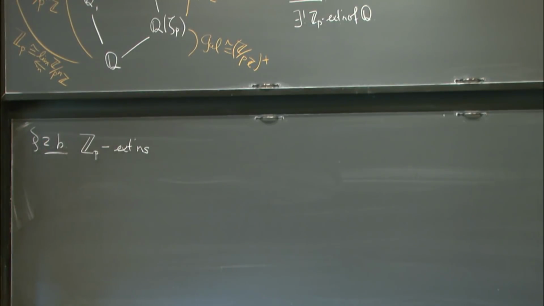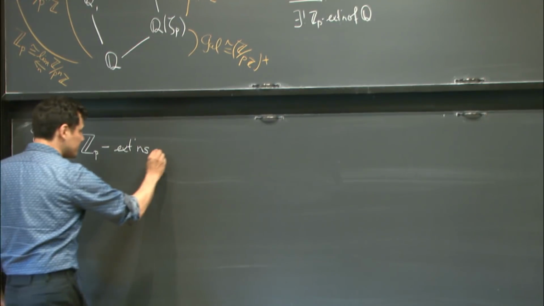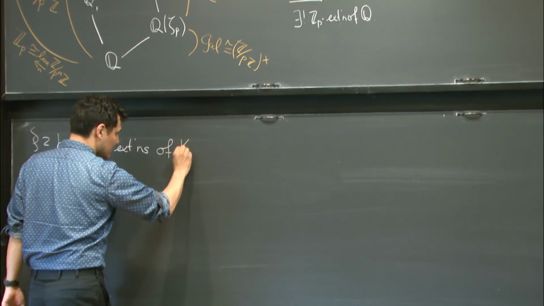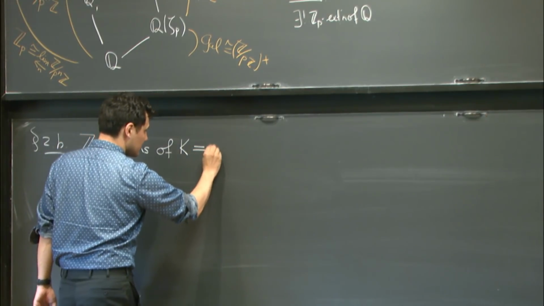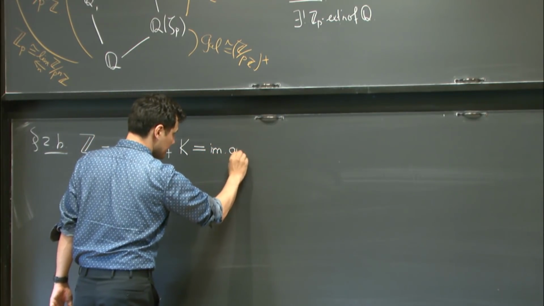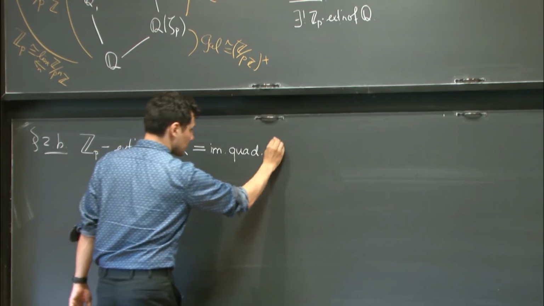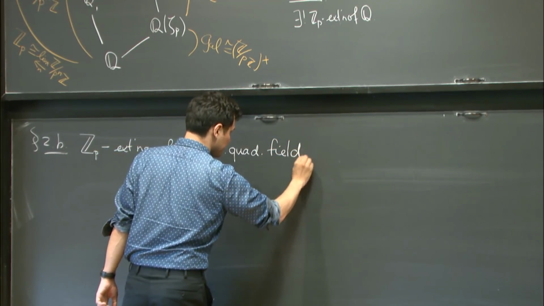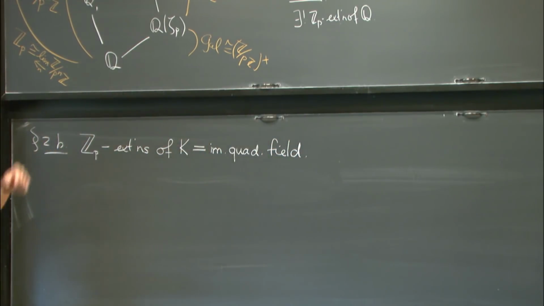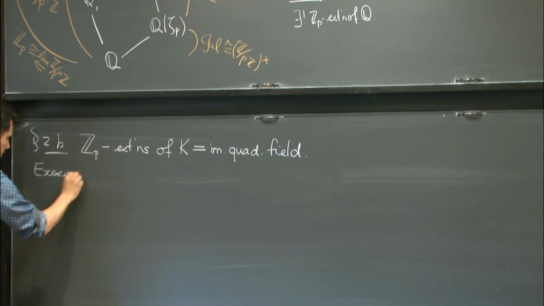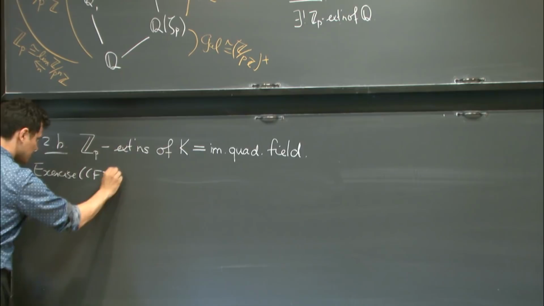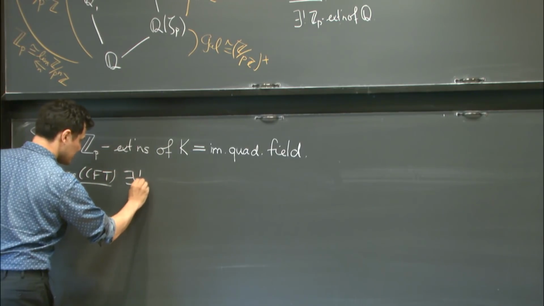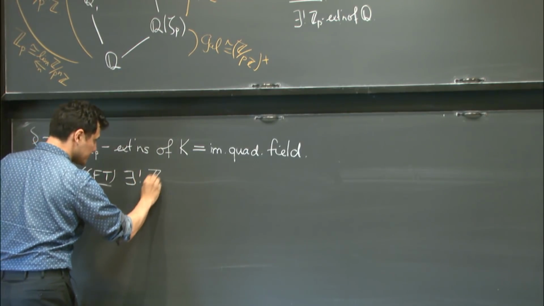Now you can ask yourself what happens in the next simplest case. Instead of starting with Q, what if you look at Z_p extensions of K, an imaginary quadratic field? The analog of this exercise becomes that there exists a unique Z_p squared extension.